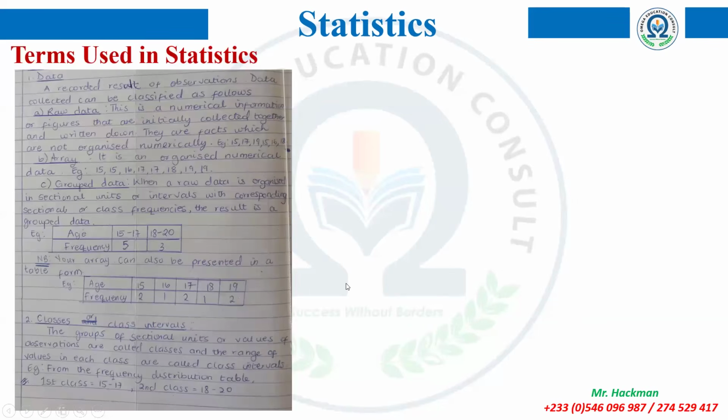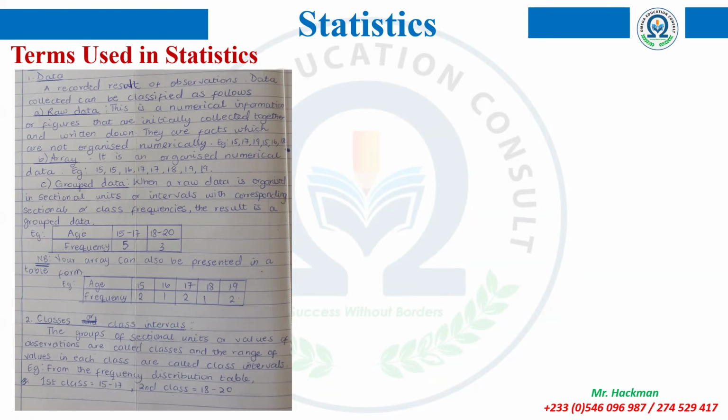Let me quickly move on to the terms that you will usually come across whenever you are reading any statistics book. Some of them are technical, so where I need to explain further, I will. First of all, whenever we are dealing with statistics, we'll be mentioning data. Data basically is a recorded result of observation.